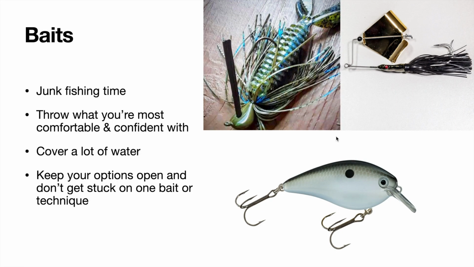So fall is a time of true junk fishing. I don't know if there's really a wrong or right bait to throw in the fall. You can talk to 30 people in the fall and have them throwing all different things and probably all catch fish. So what it comes down to is throw what you're most comfortable and confident with, and then cover a lot of water, especially as it starts to get a little bit cooler, because you don't want to beat one bank or one area to death and be like, man, I've tried 3 or 4 different things and I'm just not getting bit.